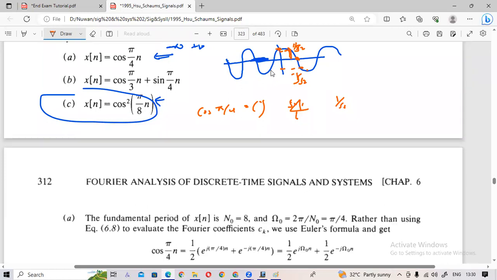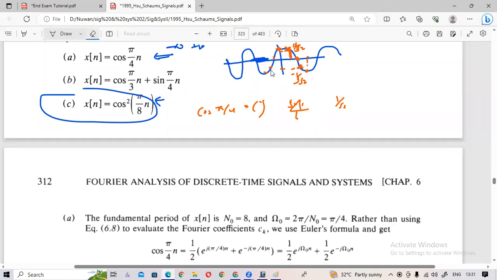0, 1, 2, 3, 4, n equals 5. So here is this value. Likewise you can find the sample values. Then in this direction also you can find the sample values. This is a repetitive signal, so you have to find the repetition period, n naught. You can see that this sample will be repeated after this one, this one, this one, then this one.